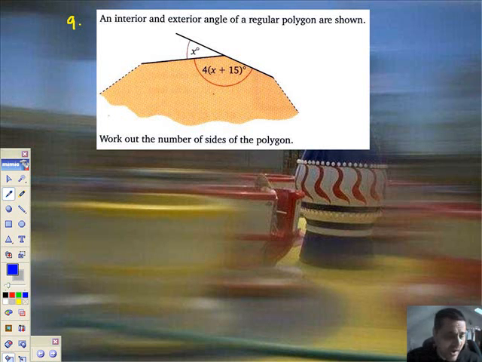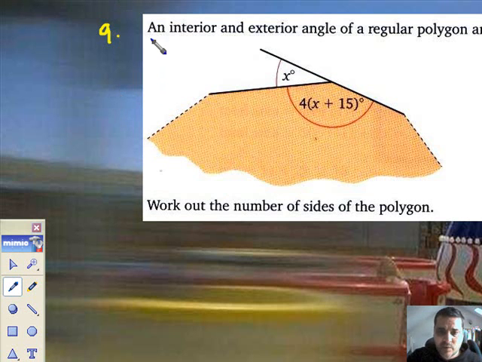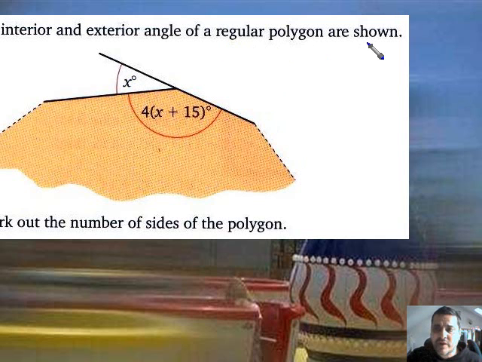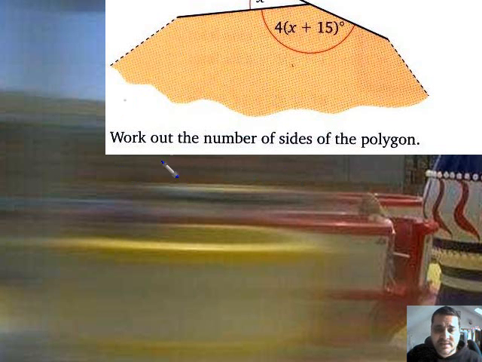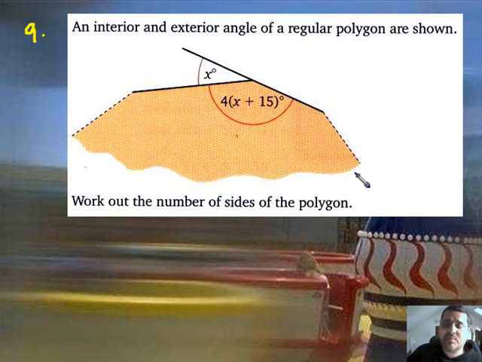Now question 9, continuing with chapter 6.2, is a beautiful little question, so creative. Look at this. It says an interior, that's that one, and exterior angle, that's that one, of a regular polygon are shown. Don't know what it is. We can't go counting the sides and imagining it all coming down here and us adding on some sides. No. Work out the number of sides of the polygon.